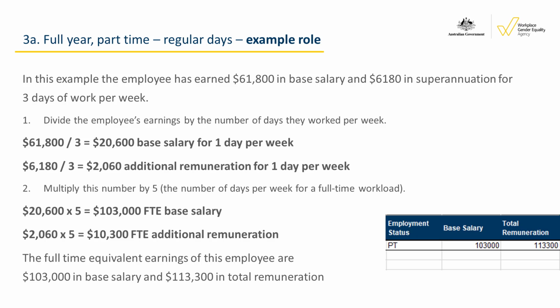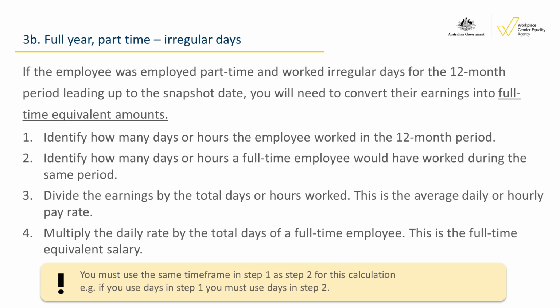In this example, the employee earned $61,800 in base salary and $6,180 in superannuation for a 3-day working week. Following the steps from the previous screen, when calculated to the full-time equivalent, it works out to $103,000 in base salary and $113,300 in total remuneration.